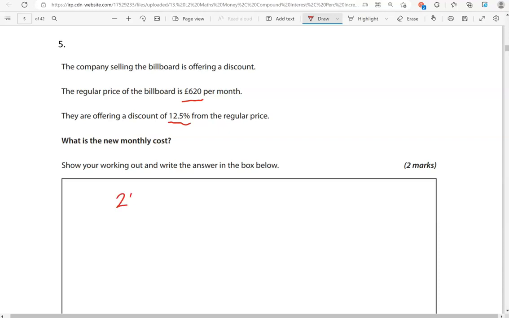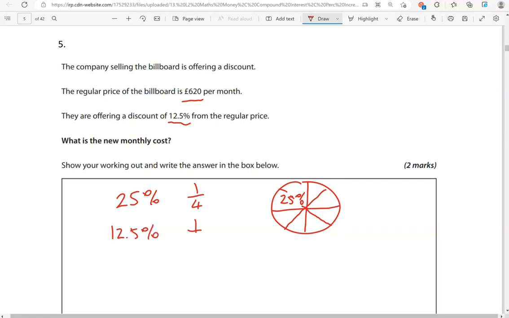So we know that 25%, that is a quarter. So this is 25%. Half of this will be 12.5%. So it's like cutting the whole thing into 8 equal slices. So 12.5% is 1/8 of the whole thing. So if I work out 1/8 of 620, that is the same as working out 12.5% of it.